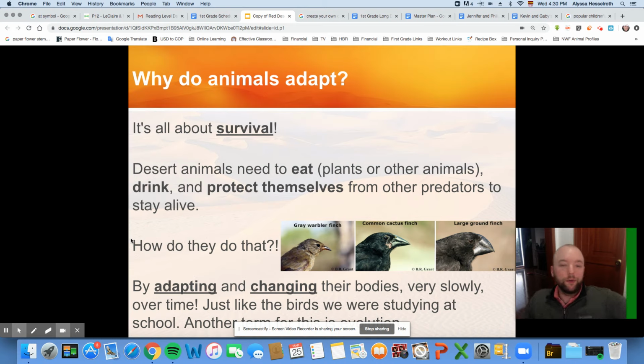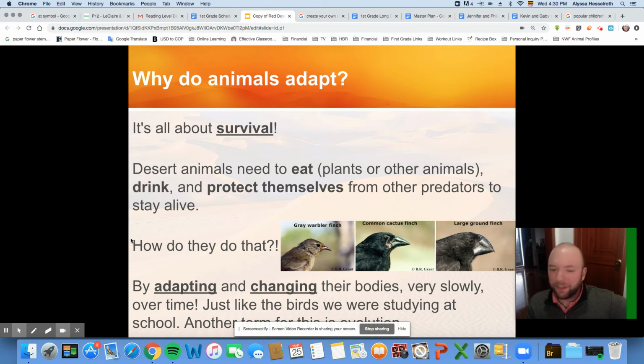So why do animals adapt? Just like all animals around the world, all they want to do is survive. So adapting is the best way to make that happen. So desert animals need to eat plants or other animals, drink water, and protect themselves from other predators to stay alive. And every adaptation helps them do one of those three things.